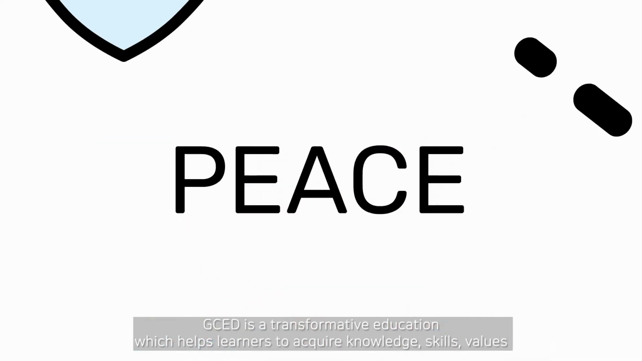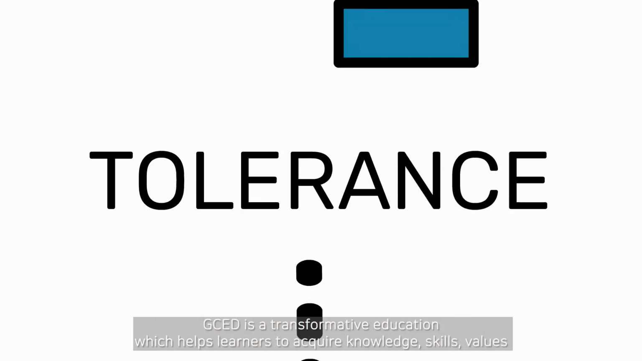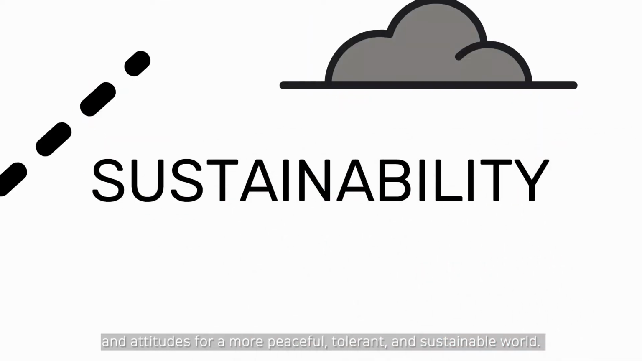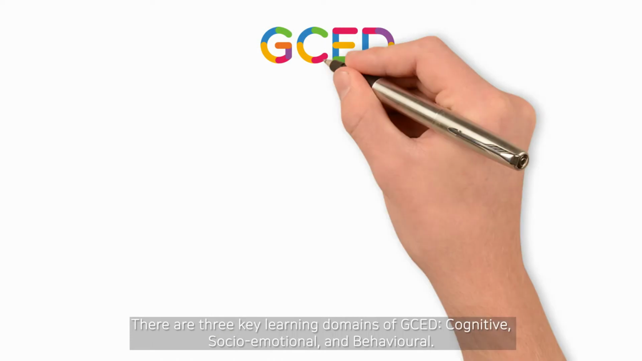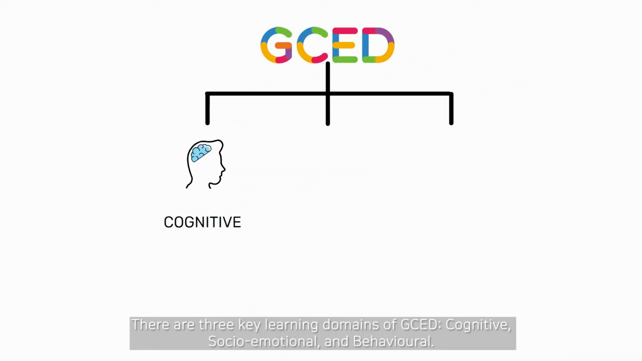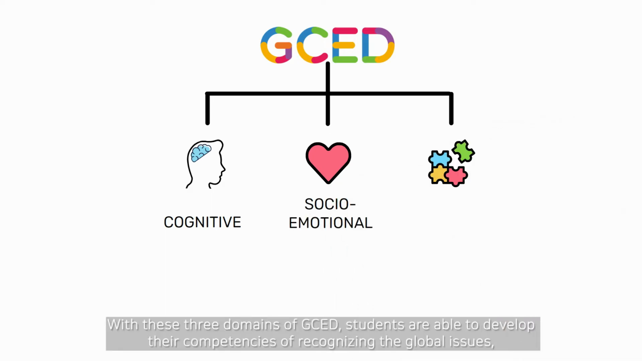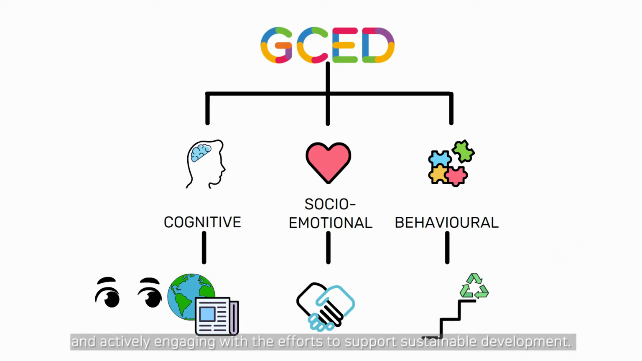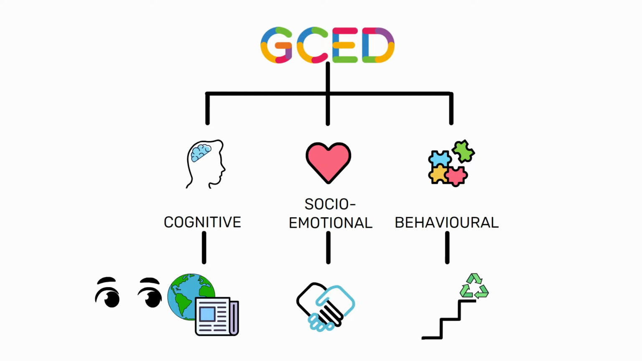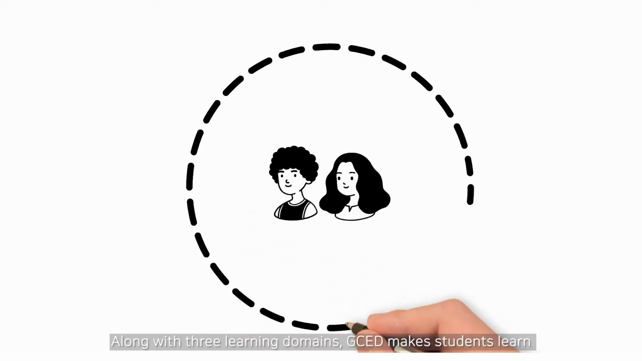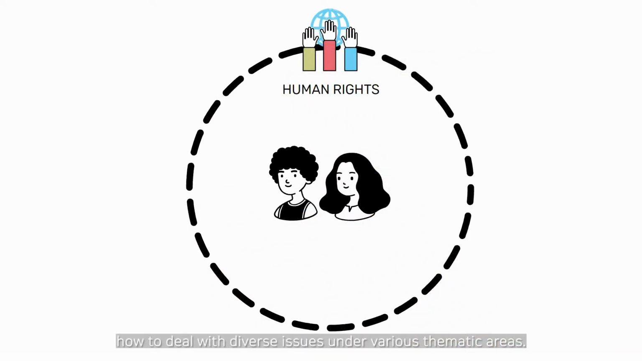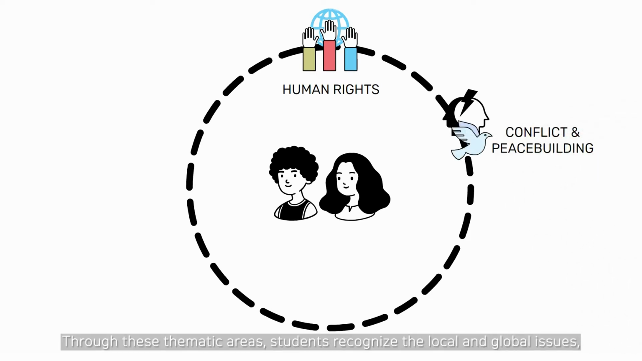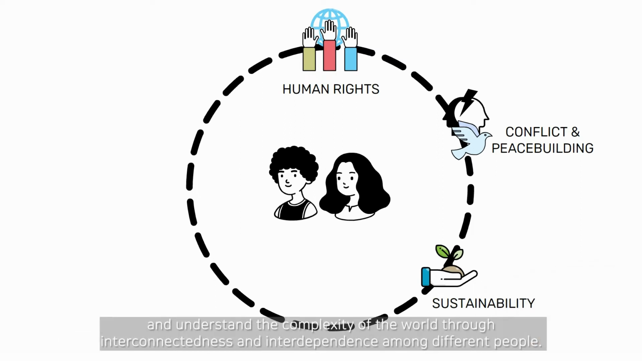GCED is a transformative education which helps learners to acquire knowledge, skills, values, and attitudes for a more peaceful, tolerant, and sustainable world. There are 3 key learning domains of GCED: cognitive, socio-emotional, and behavioral. With these 3 domains of GCED, students are able to develop their competencies of recognizing the global issues, empathizing with the problems derived from those issues, and actively engaging with the efforts to support sustainable development. Along with 3 learning domains, GCED makes students learn how to deal with diverse issues under various thematic areas. Through these thematic areas, students recognize the local and global issues and understand the complexity of the world through interconnectedness and interdependence among different people.